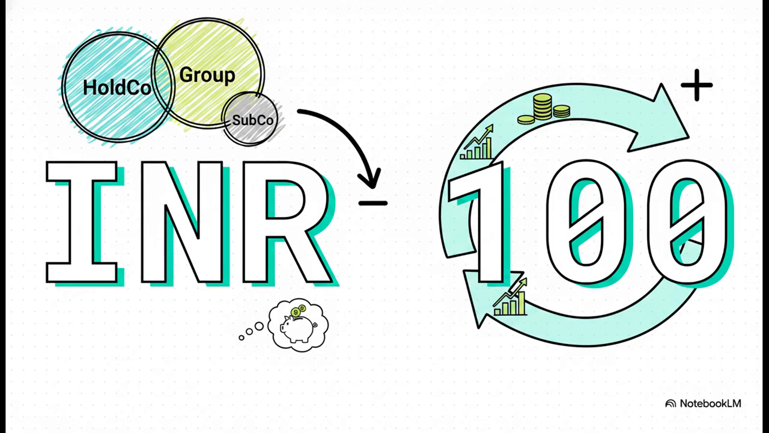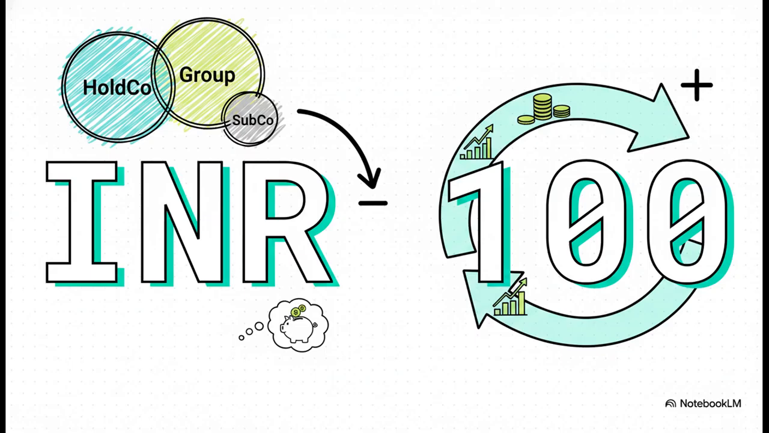Let's anchor this with a super simple example. Say Holdco made an impairment of 100 rupees in its separate books for investments. Naturally, Holdco's standalone profit drops by that 100 rupees, right? But because Subco hasn't touched this in its individual statements, the whole thing remains an intragroup transaction.